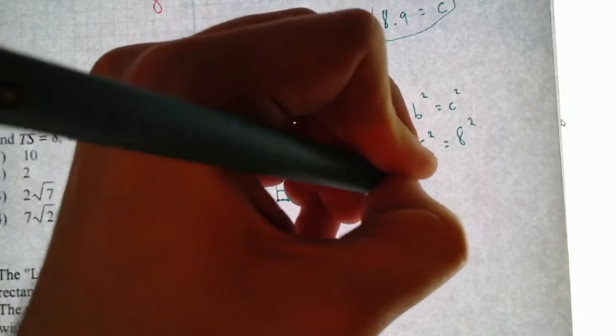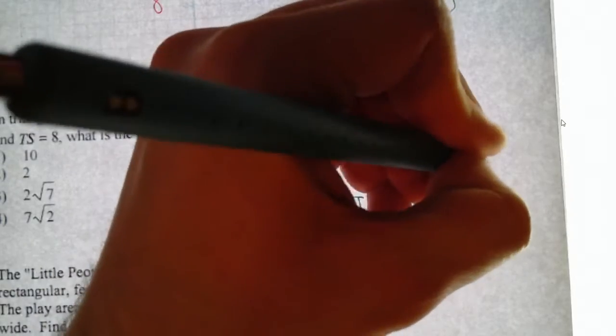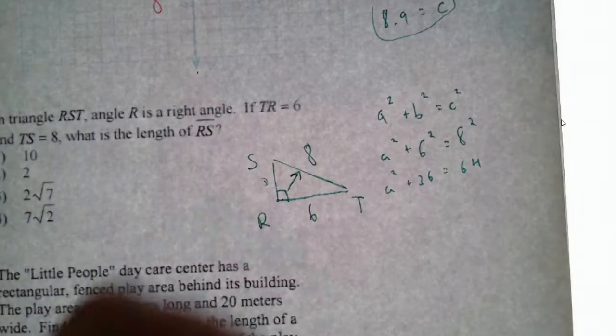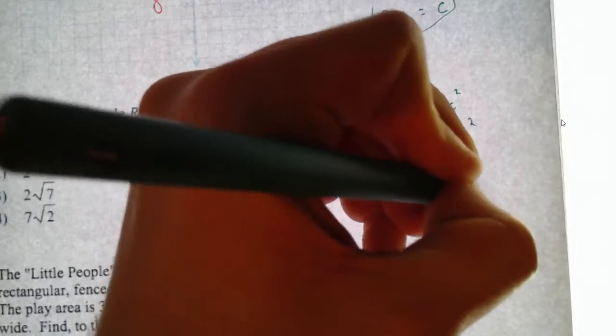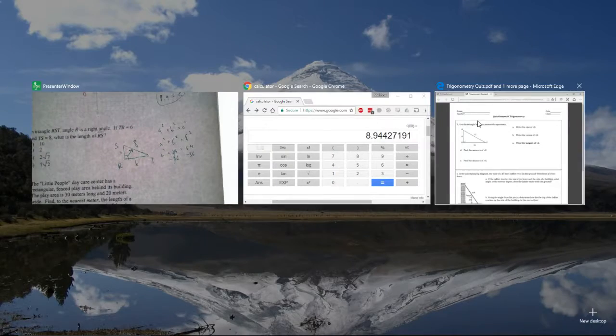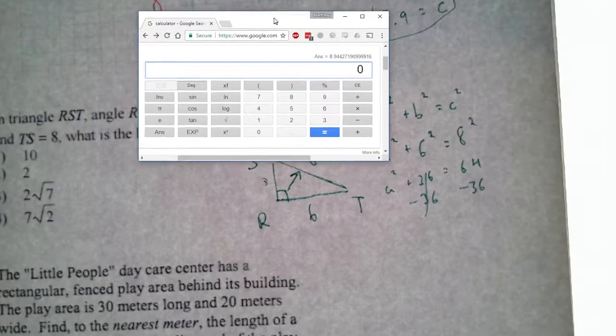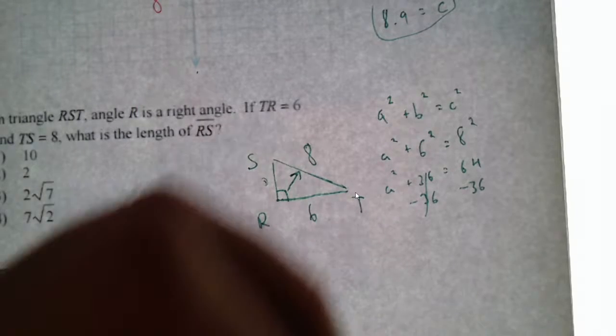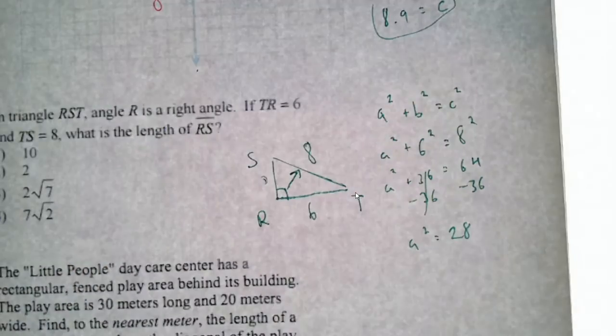I can do a squared plus 36 is equal to 64. Take away that 36 from both sides, which gets me, I'll just use the calculator to make sure I don't make a mistake, and for the sake of time, 64 minus 36, not 39, 36, is 28. So now I know that a squared is equal to 28.